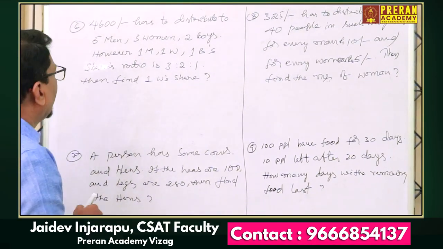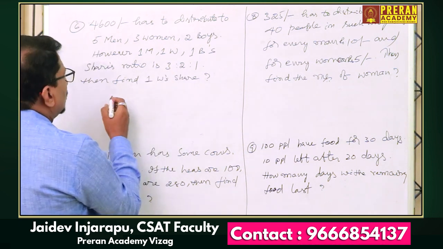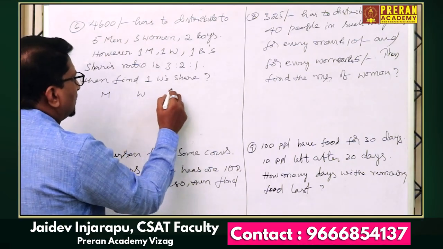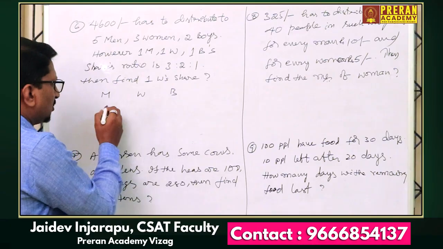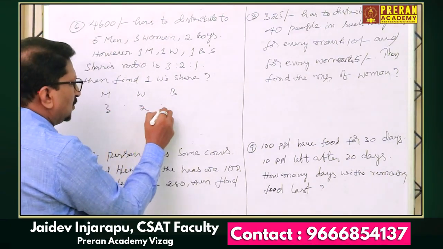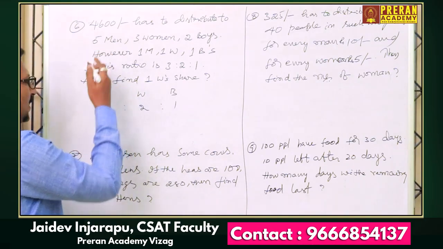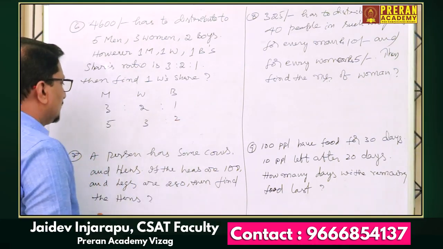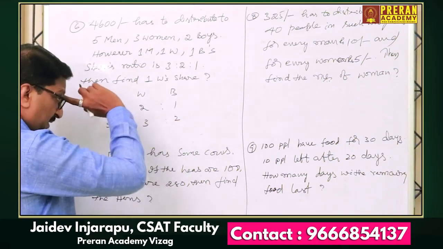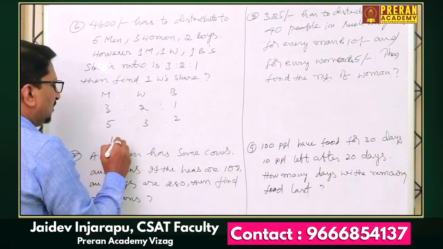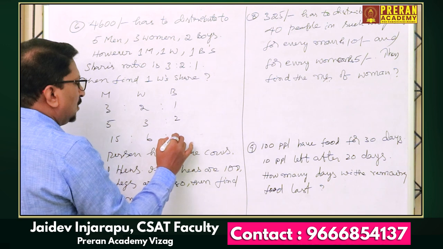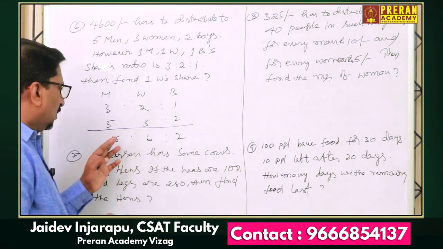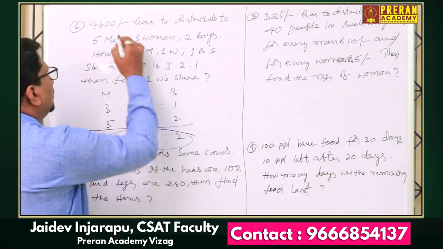Now guys, see. The given ratio for men, women, boys is 3:2:1. But people are there in the ratio 5:3:2. So the people are there in how many parts here? 15:6:2. In this ratio, people are there. Now, in this ratio, you have to distribute the given amount.